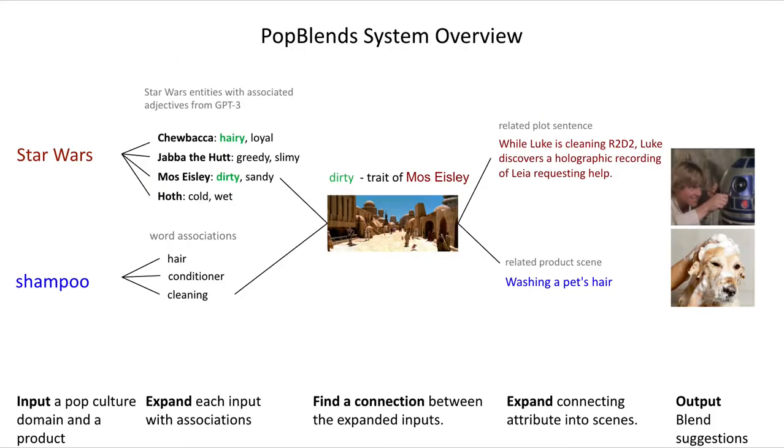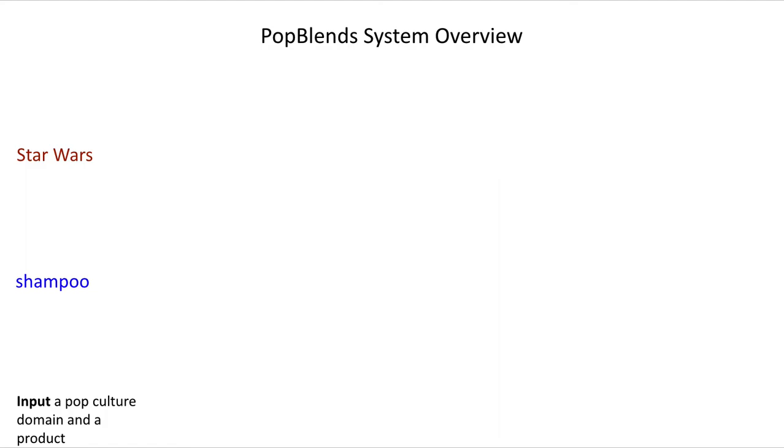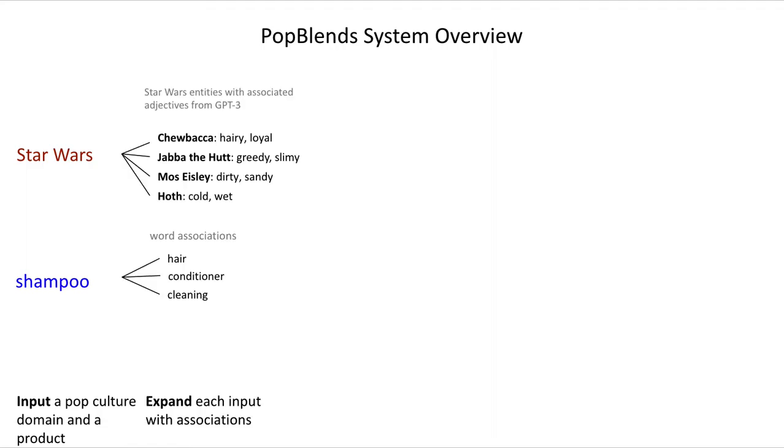We present PopBlends, a system that uses NLP techniques to automatically perform divergent and convergent processes to find a connection and present blend suggestions. The first step is that users input a pop culture domain like Star Wars and a product or service such as shampoo. Next, the system gets associations with Star Wars and shampoo.